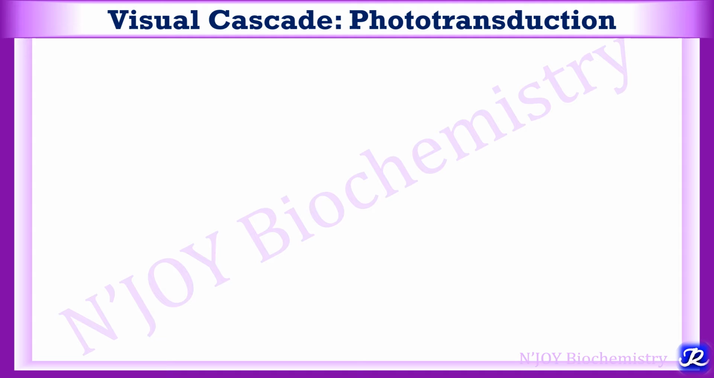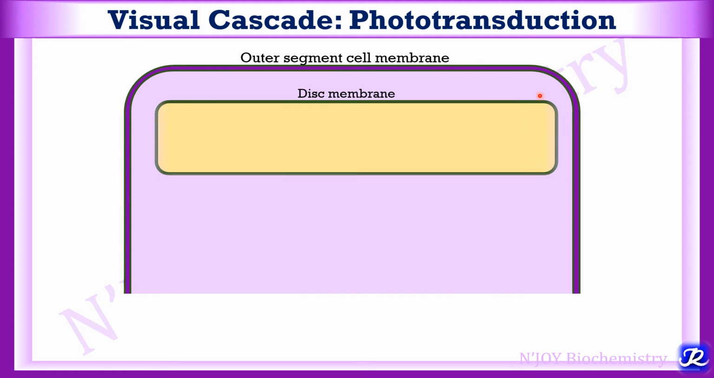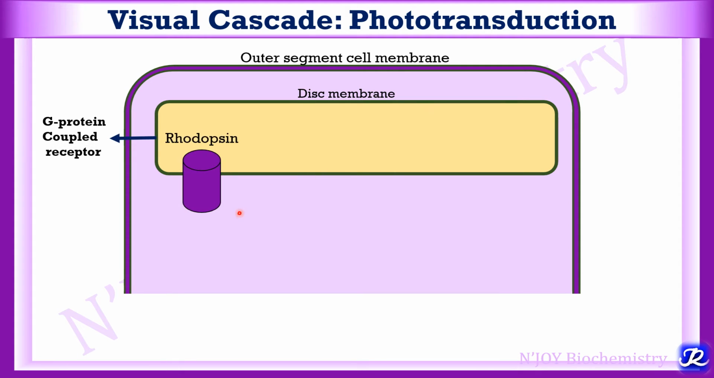Phototransduction is the process by which the absorbed light triggers an electrical response, that is neural signal, in rods and cones. So this is the rod outer segment. This is the outer segment cell membrane. It has various disc shaped structures, and this is one of the discs. It is the disc membrane. The disc has rhodopsin. Rhodopsin is a G protein coupled receptor. Rhodopsin is made up of 11-cis retinal and opsin.